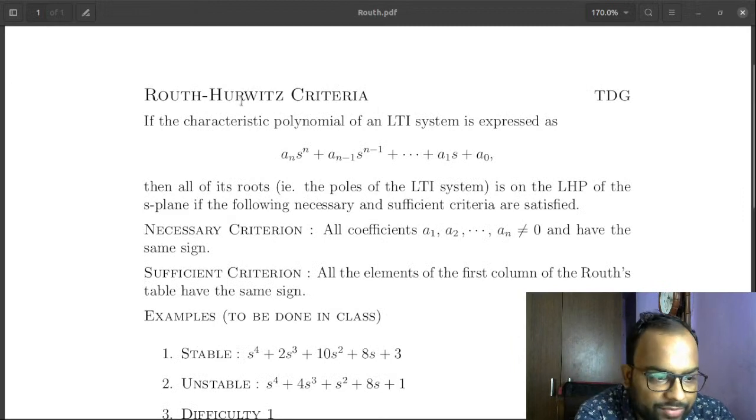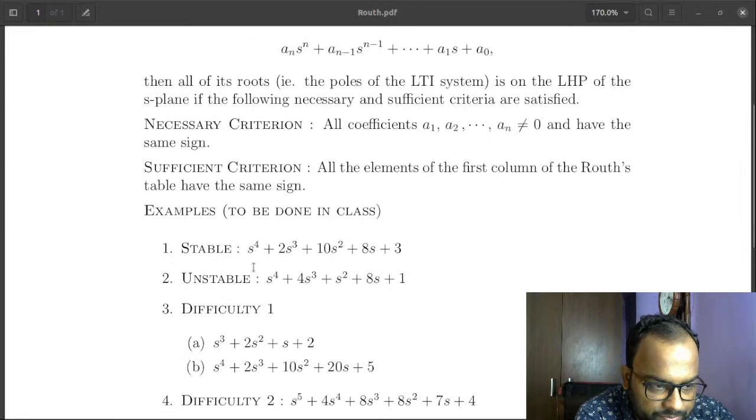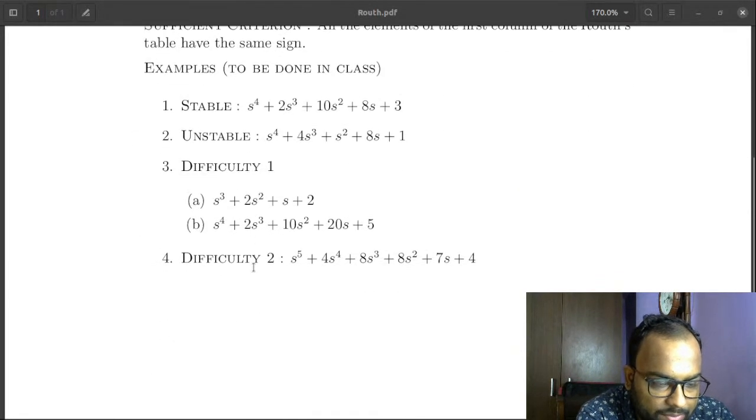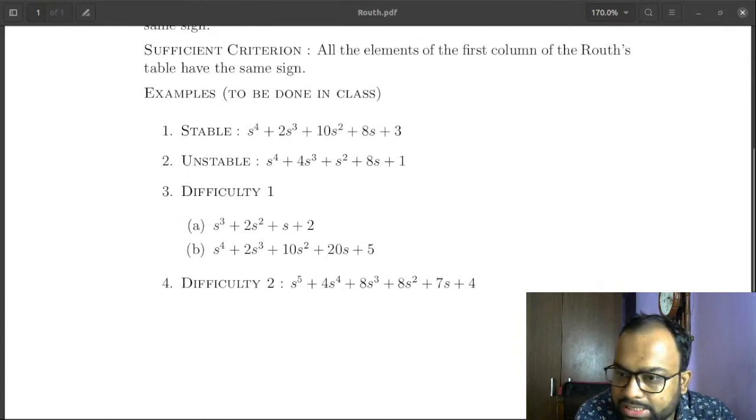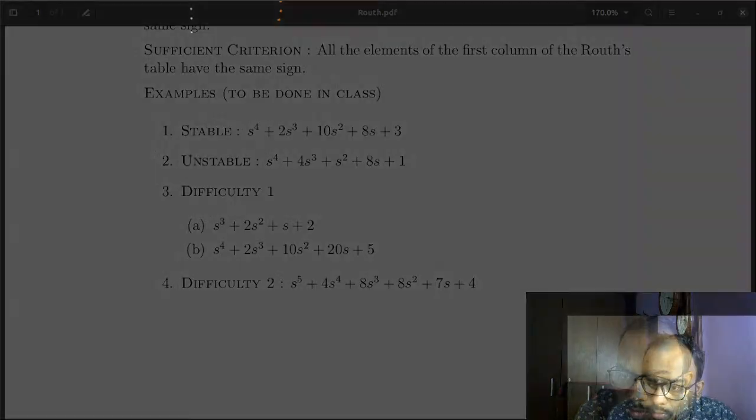And again, I have given you a set of exercises, and there you already have these curated questions here. Let me just switch to this view. So this is a set of curated questions that we have, for example. Let's see a few of these. Let's check this one. That's going to be s to the power 4 plus 2s cubed plus 10s squared plus 8s plus 3.